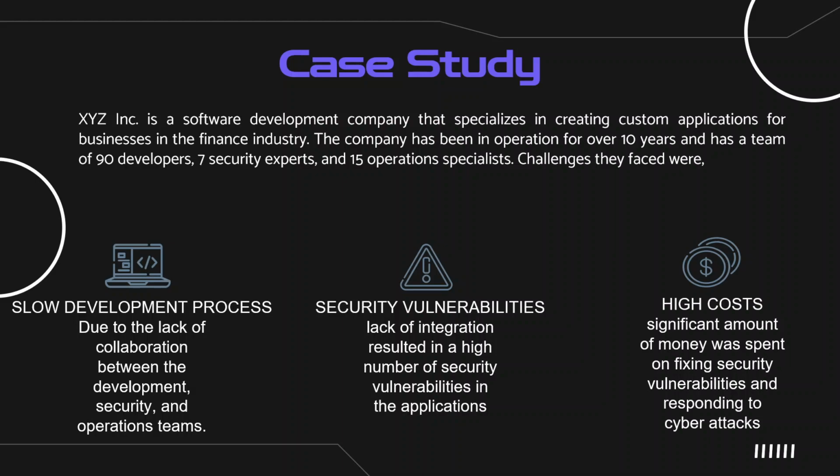First, a slow development process due to the lack of collaboration between the development, security, and operation teams. The development process was slow, and security vulnerabilities arose at that time. The lack of integration resulted in a high number of security vulnerabilities in the application. Then, high cost. High cost means that the security team found issues in the pipeline which were reported at the end of the DevOps process. So a significant amount of money was spent on fixing the security vulnerabilities and responding to cyber attacks.